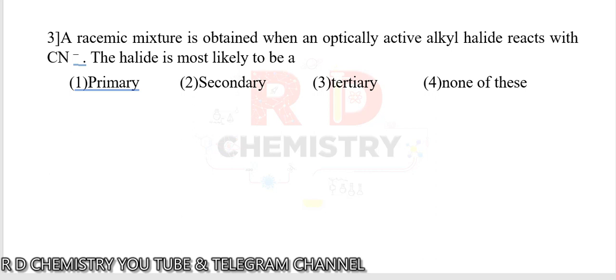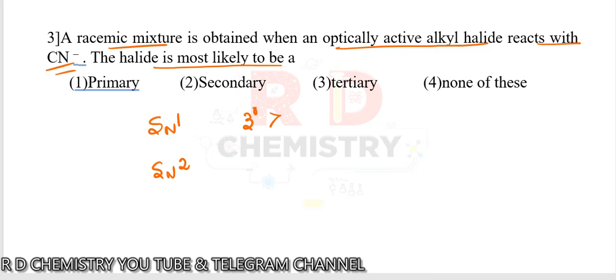Question number 3. A racemic mixture is obtained when an optically active alkyl halide reacts with CN minus, cyanide. The alkyl halide is most likely to be. Remember, there are two types of mechanism, SN1 mechanism and SN2 mechanism. For SN2 mechanism, primary alkyl halide reacts faster compared to secondary compared to tertiary. Whereas for SN1 mechanism, tertiary greater than secondary greater than primary alkyl halides.